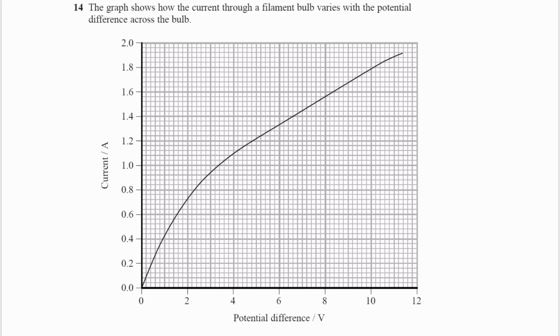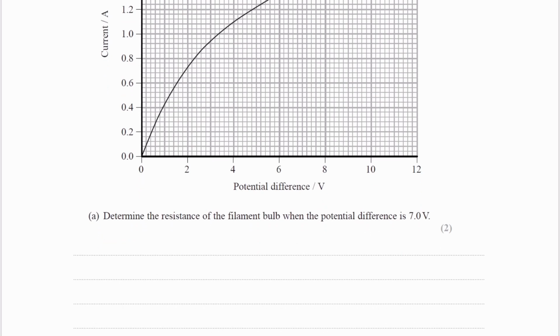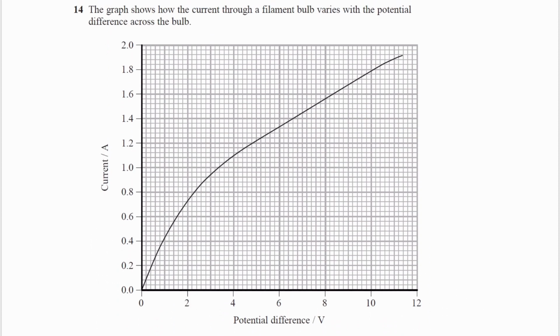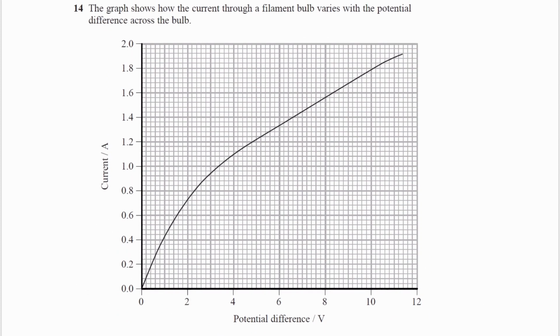So we have a graph of current against potential difference, and the first part of this question is to determine the resistance of the filament bulb when the potential is 7 volts. So this is a case of just reading off the graph. Here's 7 volts. That crosses the curve around here. And the y-coordinate, the current value, would be about 1.44. So this coordinate is 7, 1.44.